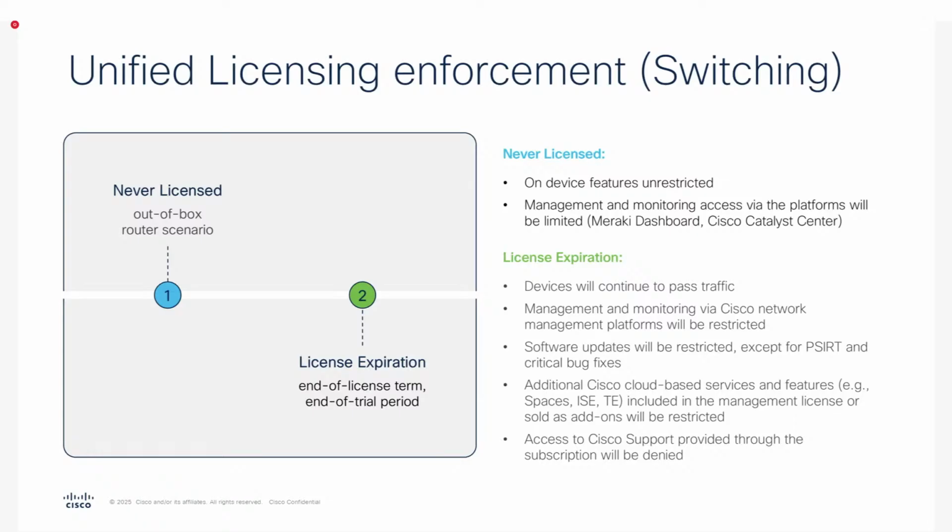Again, with the license expiration on the switches, we do the same thing. We follow suit with what happened on the Wi-Fi 7. Devices continue to pass traffic. The only thing is your management monitoring of the Cisco network platforms will be restricted. You get the same restriction for software updates because you're no longer covered under service. So you're restricted except for critical security advisories and critical bug fixes. And then the same, any cloud-based services or features like Spaces or ICE or ThousandEyes, something that would have been included in the package, would be restricted as well. And then, like I said, the most important part is no Cisco support. If you have an issue with the device, you don't have a support contract, so you would not get support there.